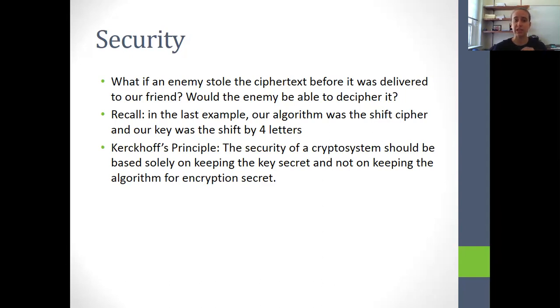And then this brings up Kirchhoff's principle, which says that the security of a crypto system should be based solely on keeping the key a secret and not on keeping the algorithm for encryption secret. So basically this principle is saying that anybody in the world should be able to know what algorithm you're using, or basically what cipher. So anyone in the world could know, yes, this is encrypted using a transposition cipher, or this is encrypted using a shift cipher. And your job as a communicator using that cipher is to keep this key a secret.